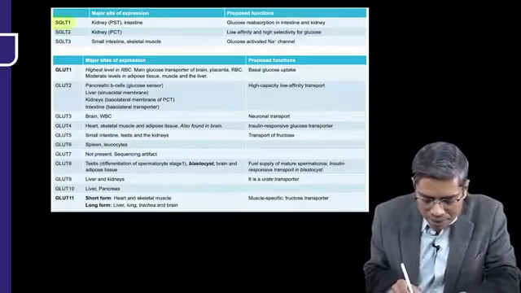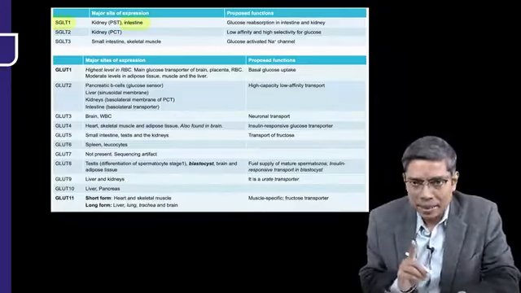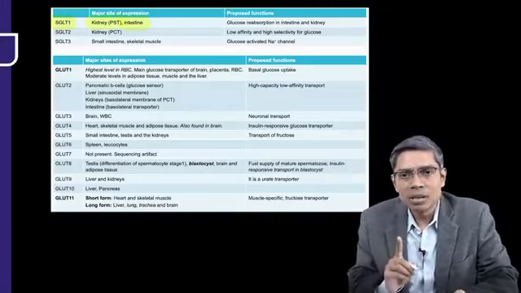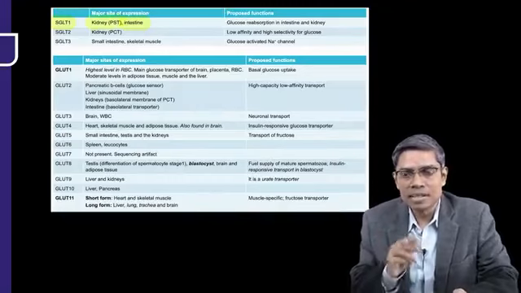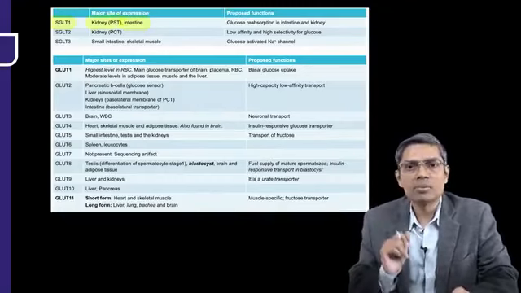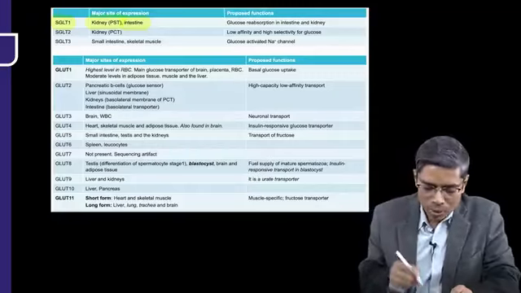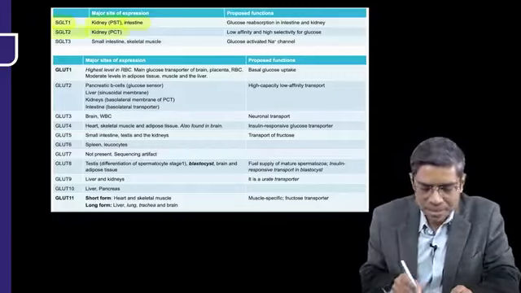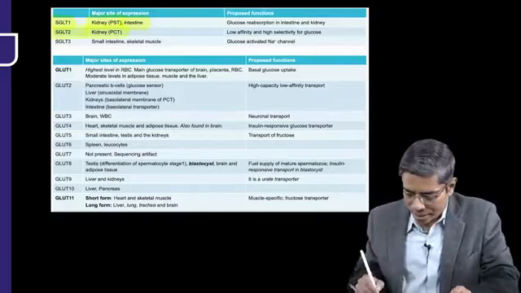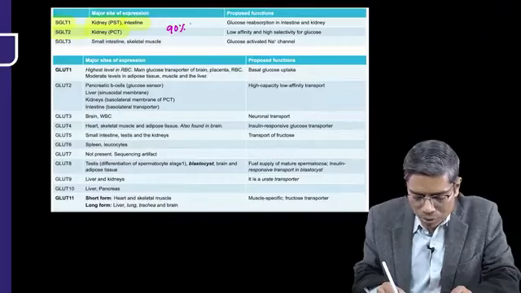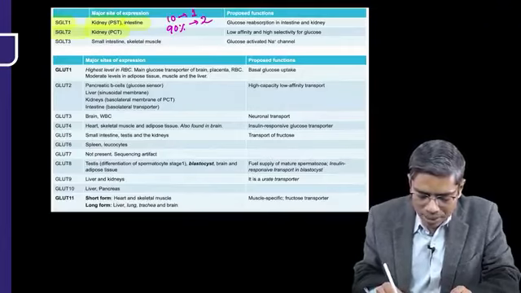SGLT1 is present mainly in the intestine, as well as in the kidney, but in the kidney which part? The proximal straight tubule, the last part of the proximal tubule. But the main glucose transporter in the kidney is SGLT2. It is said that SGLT2 is responsible for 90% of glucose transport in the kidney, and 10% is done by SGLT1.